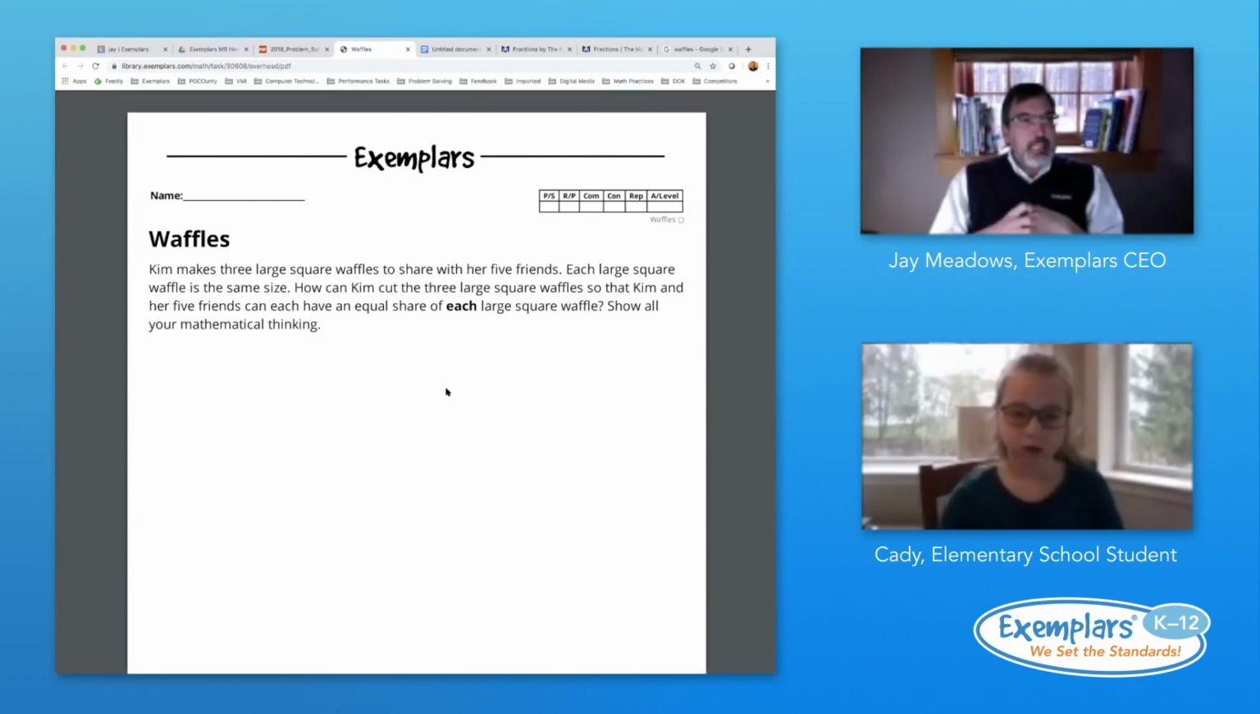Kim makes 3 large square waffles to share with her 5 friends. Each large square waffle is the same size. How can Kim cut the 3 large square waffles so that Kim and her 5 friends can have an equal share of each large square waffle? Show all of your mathematical thinking.